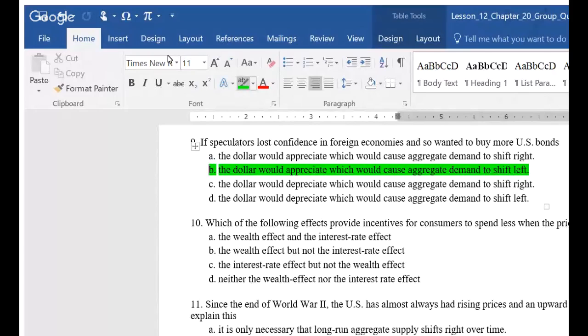Oh, no. So the sentence where I said blah, blah, blah, says, for instance, suppose that these speculators lose confidence in foreign economies and want to move some of their wealth into the U.S. economy. In doing so, they bid up the value of the U.S. dollar in the foreign exchange market. This appreciation of the dollar makes U.S. goods more expensive compared to foreign goods, which depresses net exports and shifts the aggregate demand curve to the left.